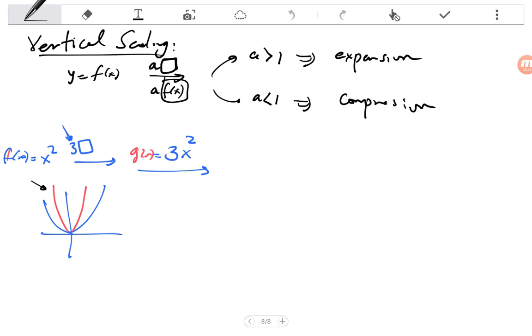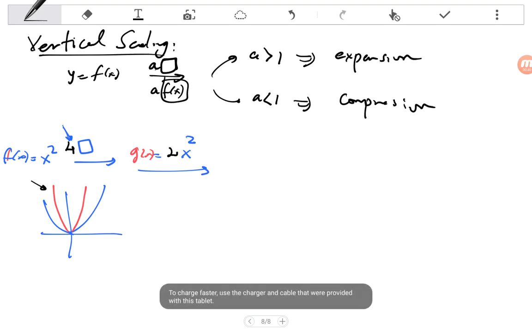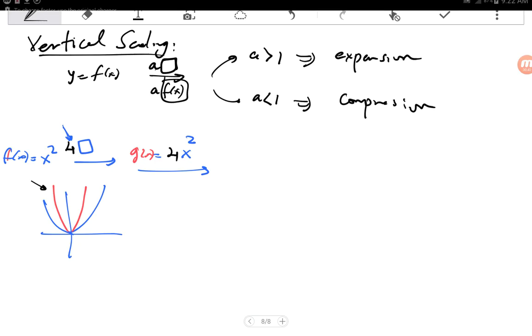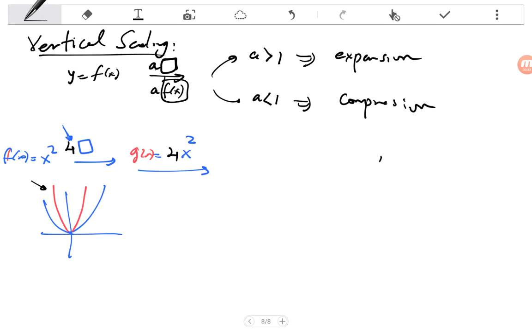How would that be? Let's make it 4 instead of 3. That wouldn't make a difference for this function. Okay? Now 4x squared, if I need to graph 4x squared, it can be seen in two ways. One way is to say it starting from x squared, then having that function multiplied by 4, which is a vertical expansion.